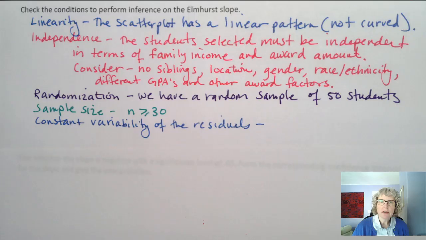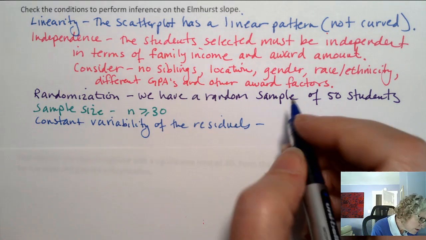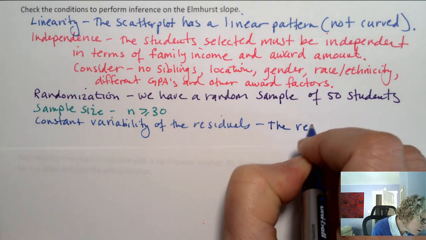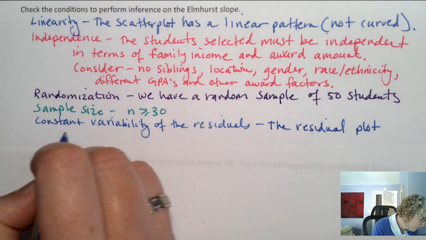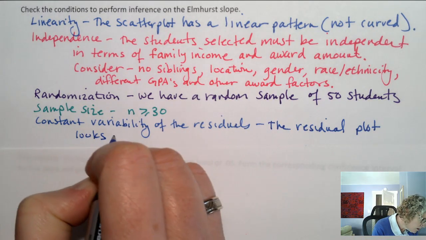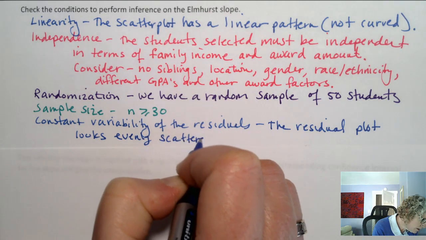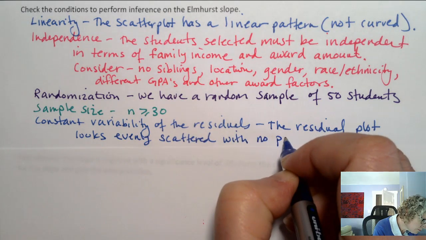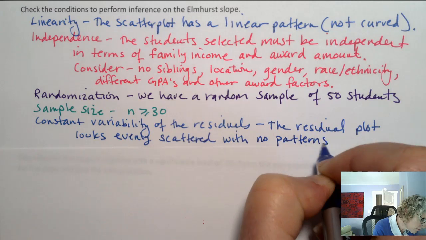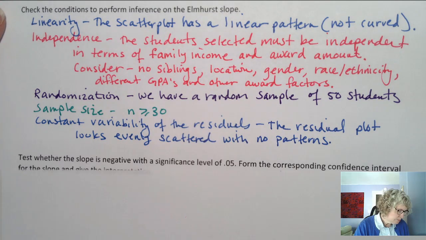Oops, just trying to get rid of that thing on there. Okay. The residual plot looks evenly scattered with no patterns. Okay, great. So those are our conditions. So I'd say we are safe to continue.